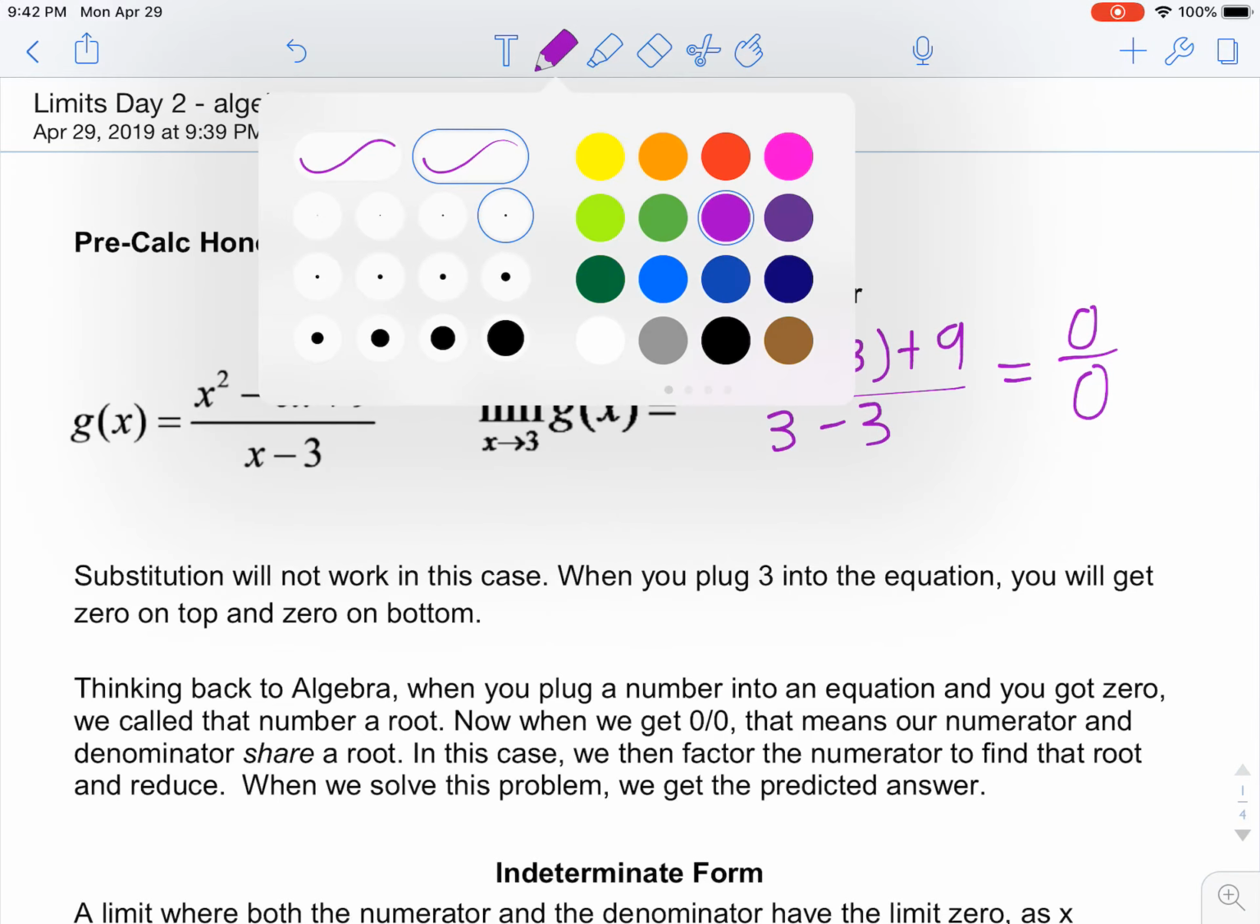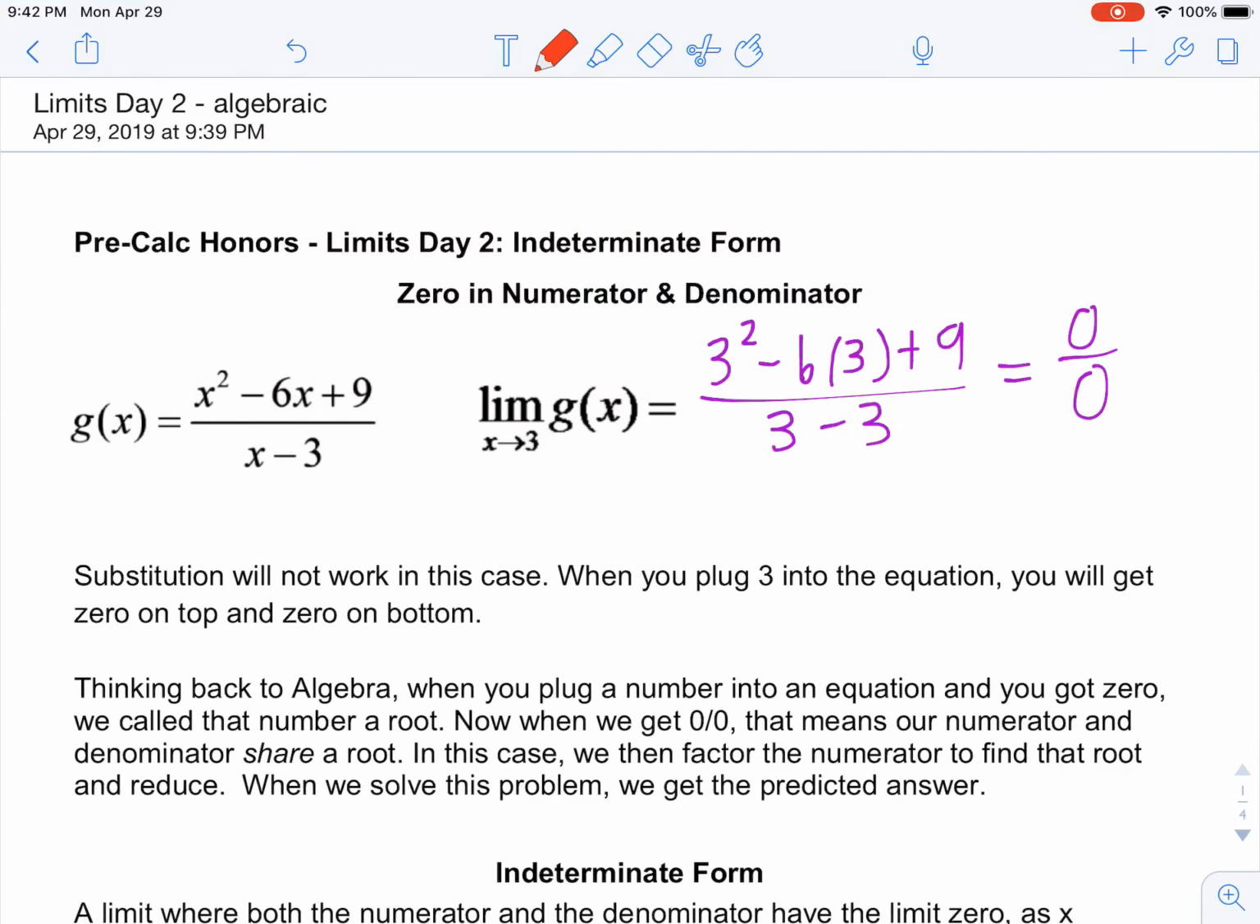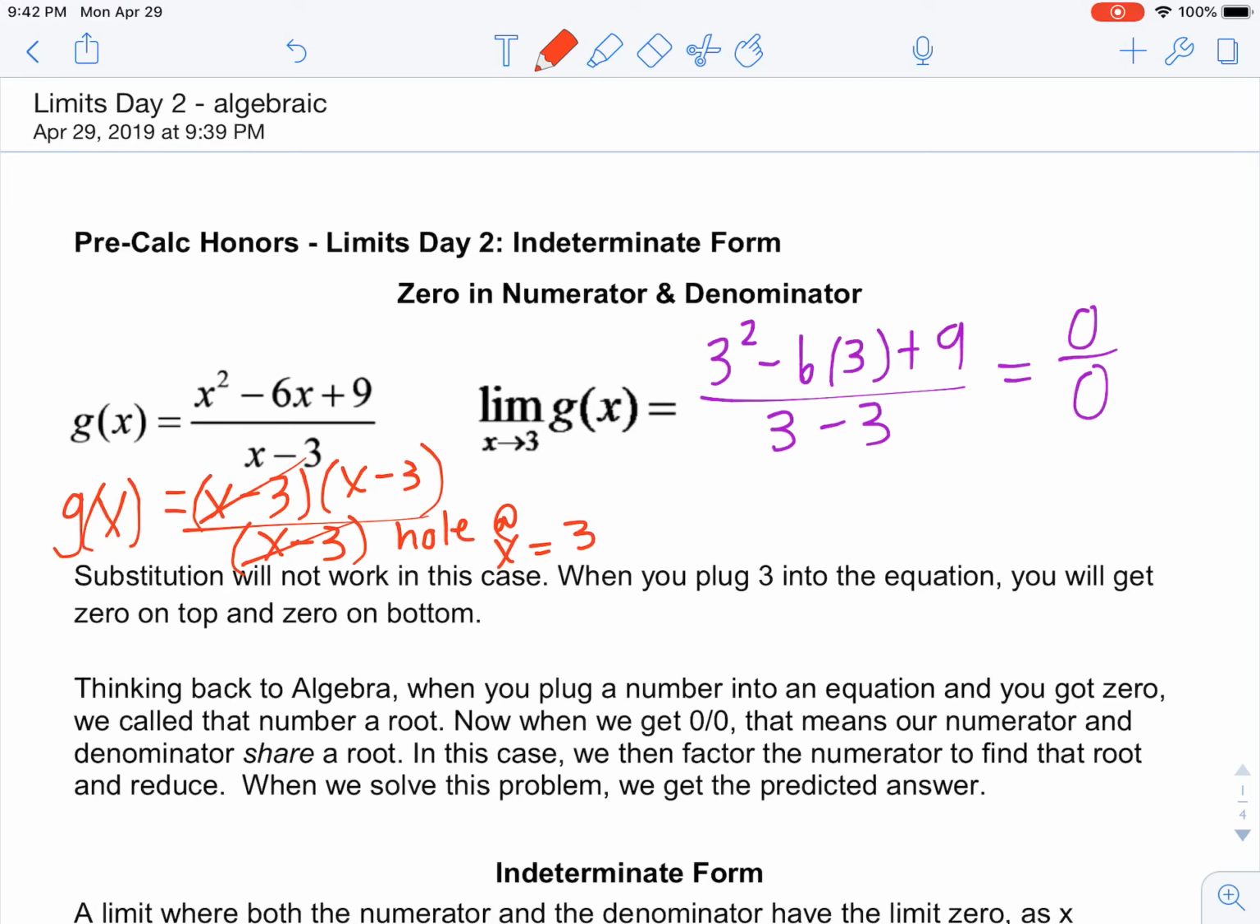So we're going to use some algebra here, and we're going to say g of x, factor your numerator, it's x minus 3 times x minus 3 over x minus 3. Okay, so we have this common factor of x minus 3 in the numerator and denominator. That tells us we have a hole at x equals 3. So now our function simplifies to be g of x equals x minus 3.